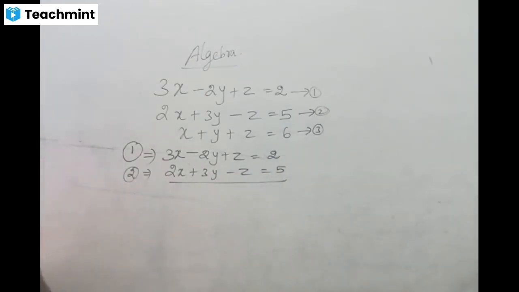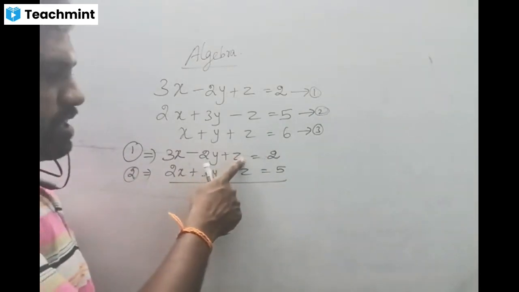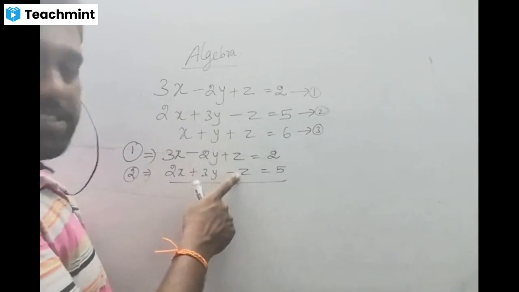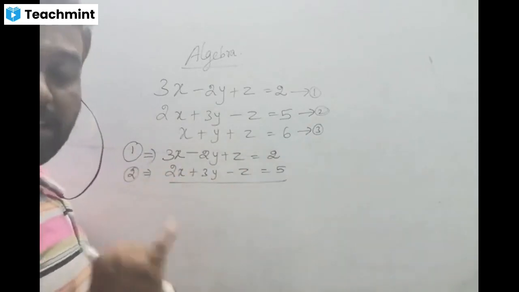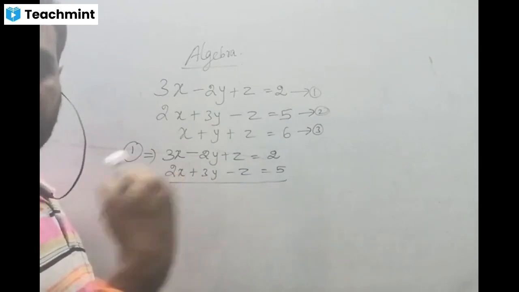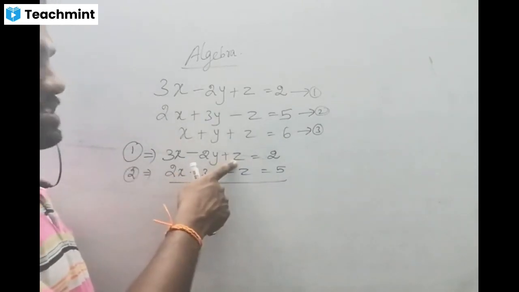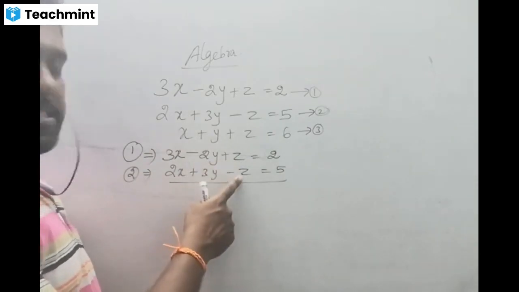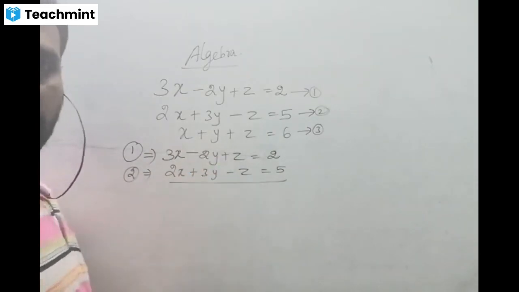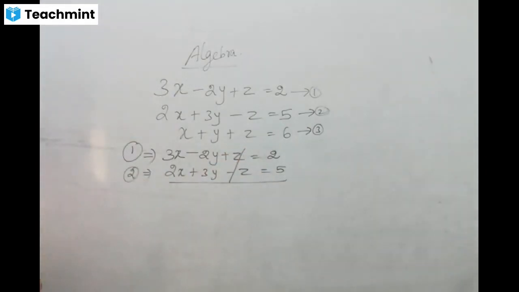Here I want to eliminate the variable z. Before eliminating, I have to observe that the coefficient of z in both equations is 1. The first condition is satisfied. The second condition is that the sign of the particular variable in both equations must be alternate. Here the sign of z is plus, and here the sign of z is minus. So both are alternate, and we can cancel easily.